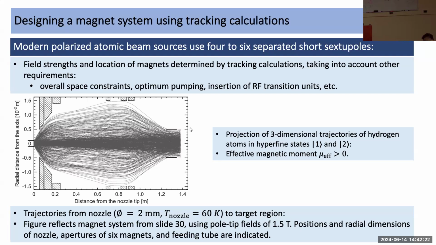do optimization calculations to perfect the transmission of the system. And here, of course, you must make an assumption about the beam temperature. So typically the nozzle temperature for such sources is on the order of 60 to 80 Kelvin. And this calculation was done here with 6 6-pole magnets, 1.5 Tesla pole tip field. And actually we built the source, and it does what it should.